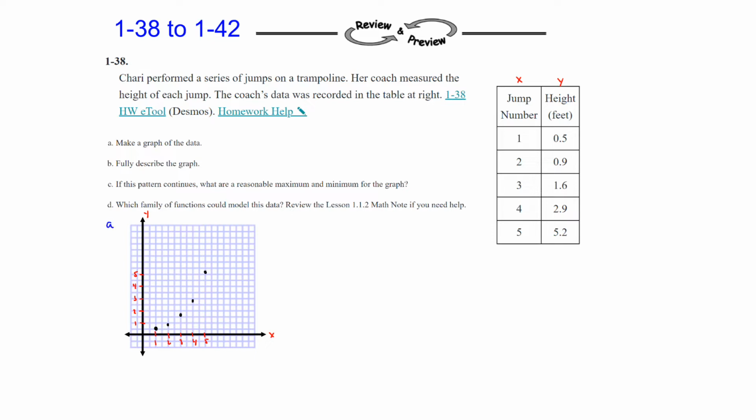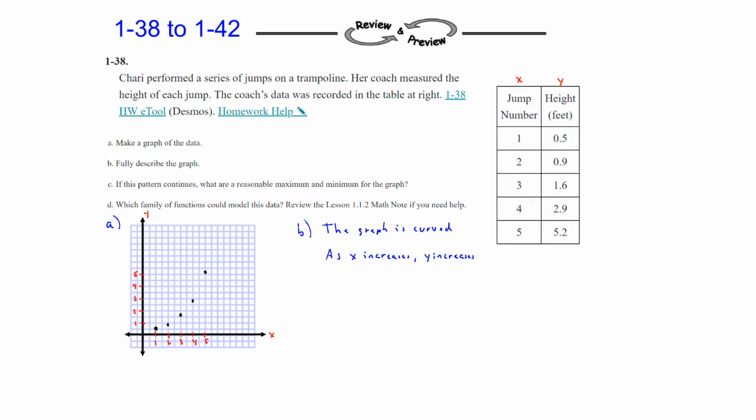So that's part A. Part B, we want to fully describe the graph. We can do a couple different things. We can talk about the shape. We can say the graph is curved. You might try to talk about what function it belongs to, but let's keep it simple: the points look like they're going to form a curve at least. What else could we say? We could also say as x increases, what happens to your y value? Y also increases.